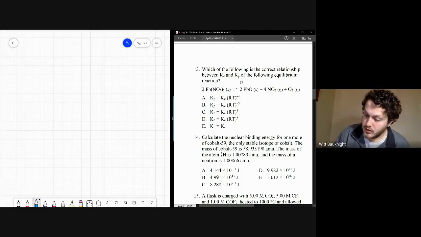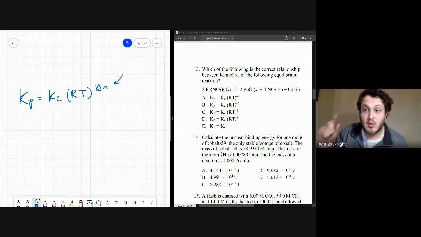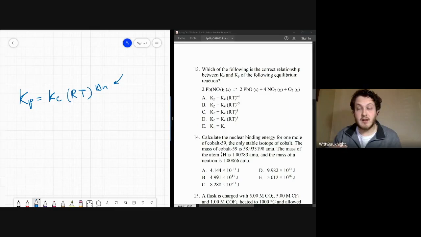And we also know that Kp is equal to Kc times RT to the change in moles. And this is change in moles not of everything, but of things that affect Kp, which can only be gases. Kp is the equilibrium constant based on partial pressures. The only phase that has partial pressures is gases. So this is change in gas only.